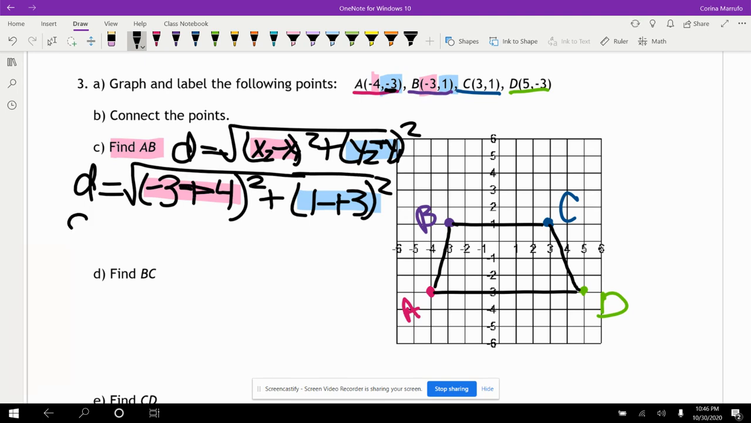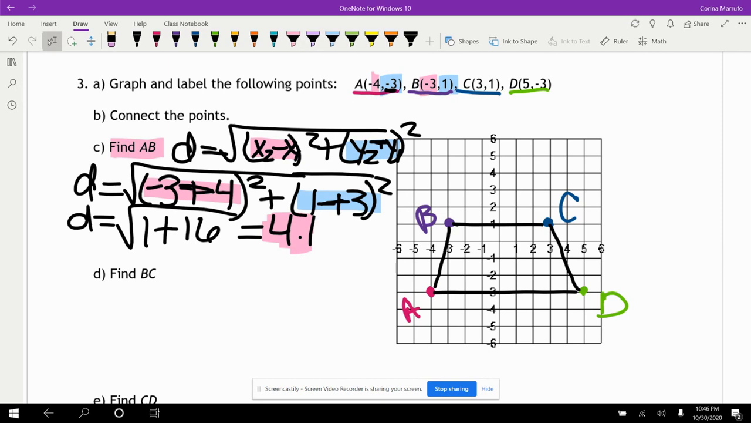Okay, so -3 plus 4 gives me 1, and 1 squared is 1, plus 1 plus 3 gives me 4, and 4 squared is 16, and then the square root of 1 plus 16 would be the square root of 17, which gives us 4.1. Okay, so the distance from A to B is equal to 4.1.